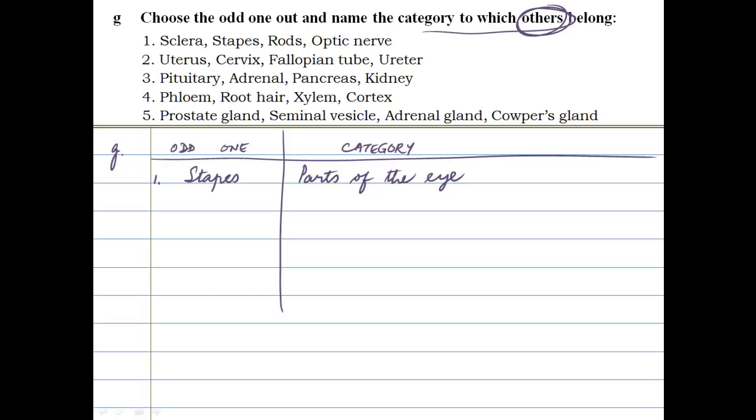Do not write only eye. You've got to say what each of these are. So the category to which they belong is not eye. They are different parts of the eye or structures within the eye.